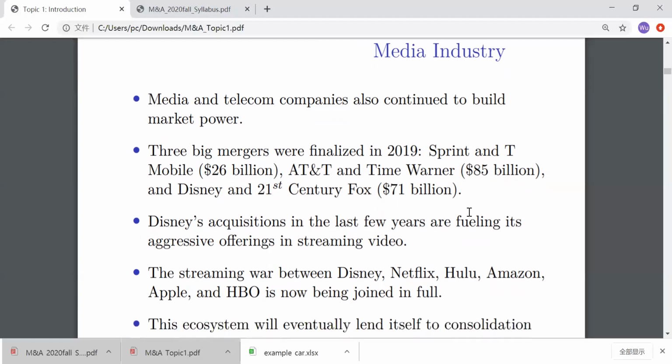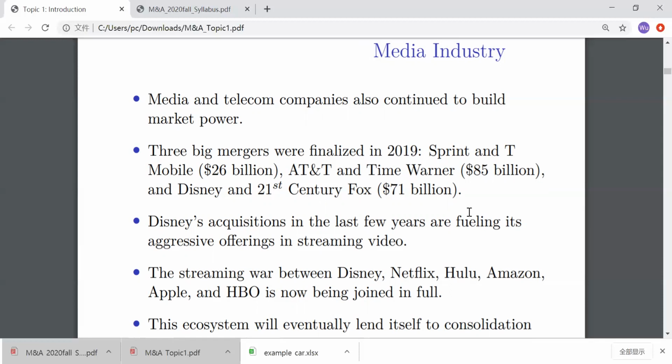There are 3 big mergers that were completed, like Sprint and T-Mobile. Sprint and T-Mobile were both big wireless service providers in the US. If you travel to the US, you know these are 2 big players. The second deal was between AT&T and Time Warner, right? AT&T was the biggest wireless provider in the US, and Time Warner was one of the biggest media and entertainment companies in the US. We all know Warner Brothers, which produces films and pictures.